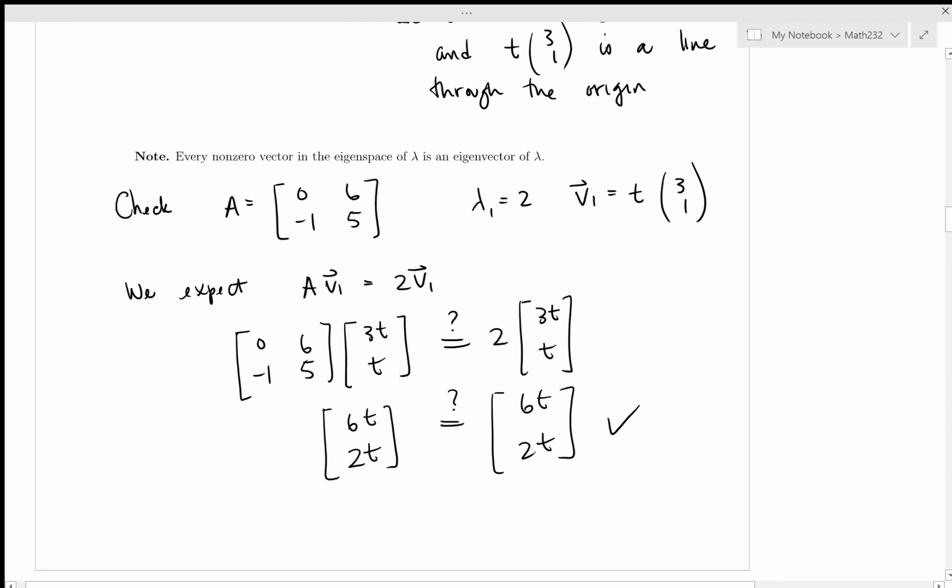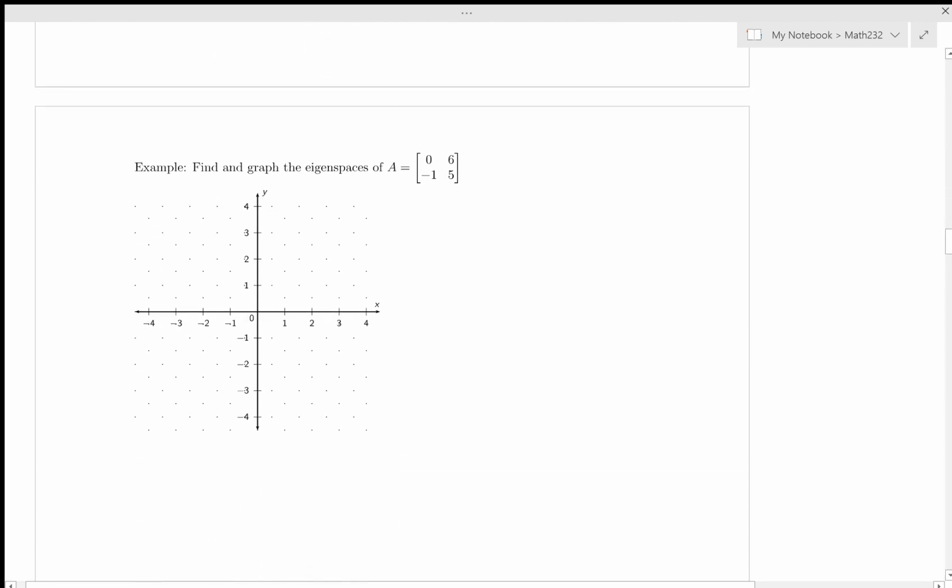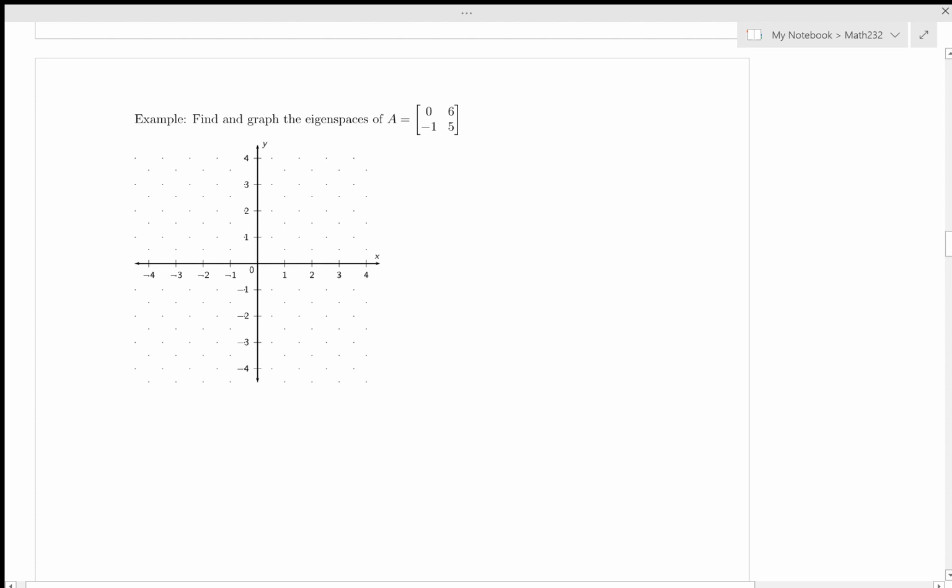All right, so we could then phrase this in this manner: find and graph the eigenspaces of A. Okay, so we've already done all the calculations we need. There's no new calculations here. I will simply write below here what we need to know to do this. We need to know the eigenvalues, and we need to know the corresponding eigenvectors. And then we can simply draw that onto the graph.